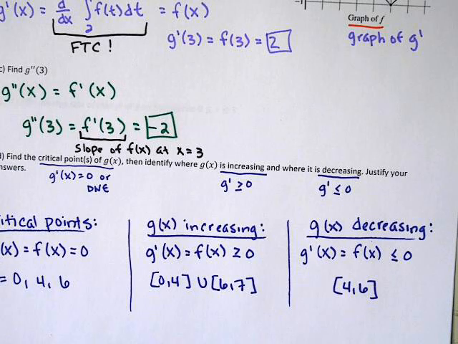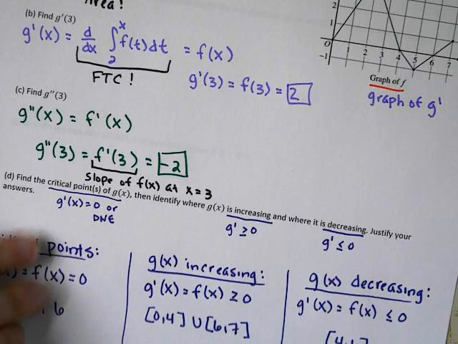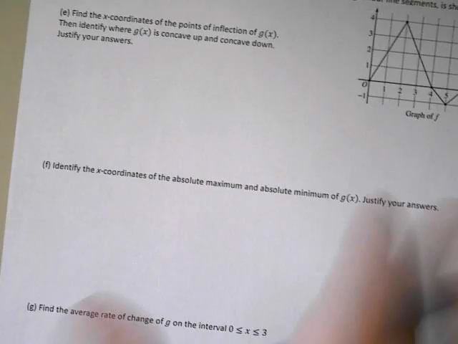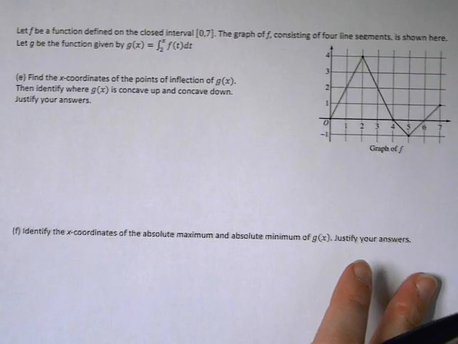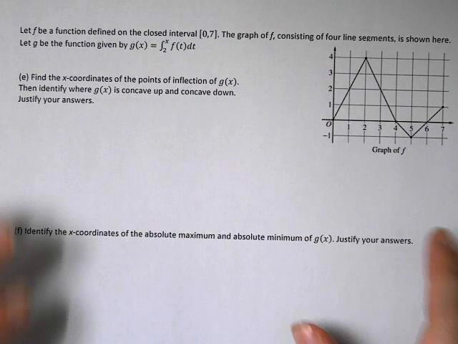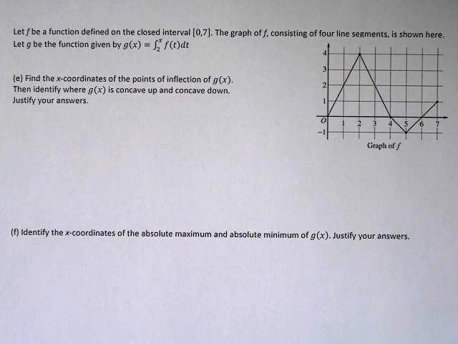And there we go. All right, moving on. So you'll notice here that for this next part, we're still using the same graph. We're looking at G of x and f of x, and we've got the same graph and the same accumulation function.